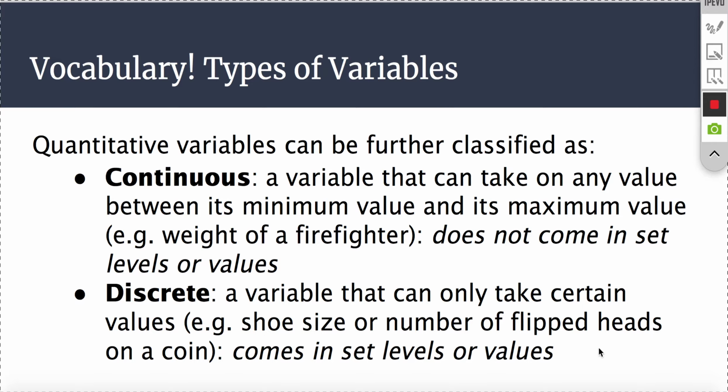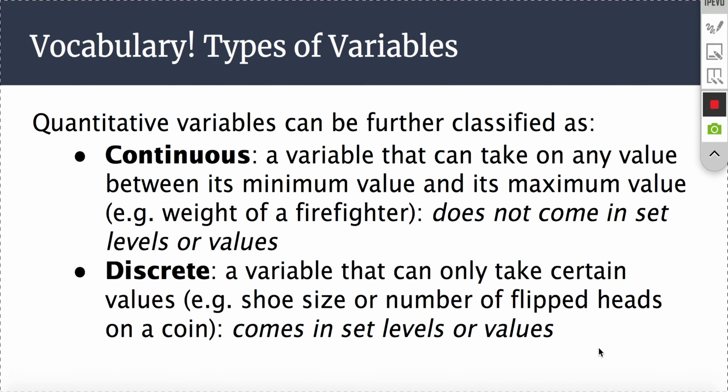Discrete variables are variables that can only take on certain values. For example, shoe size. They come in whole and half numbers, or for example, the number of flipped heads. If you flip a coin a bunch of times and I ask how many heads did you get, you will give me a counting number or a whole number, 0 to whatever you stopped. So we have to think of discrete variables as coming in set levels.